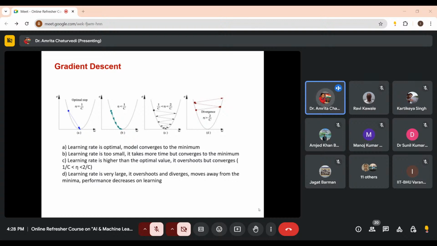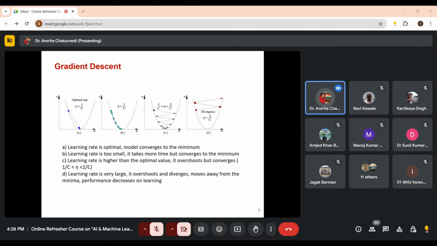When the learning rate is optimal, as you see in figure A, the model converges to the minimum in just one go. You see eta is equal to 1 by c, and in just one iteration you can reach the bottom point, that is the minimum.